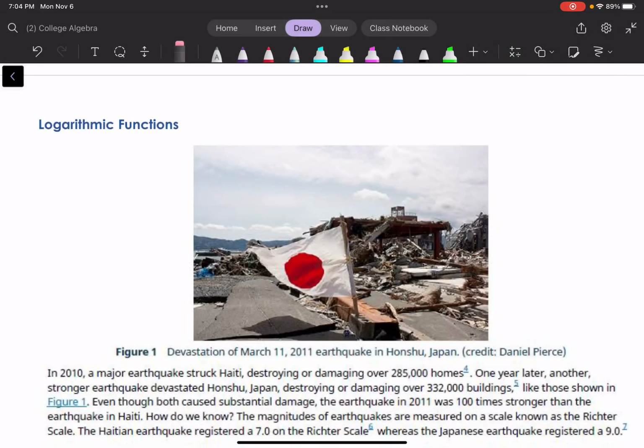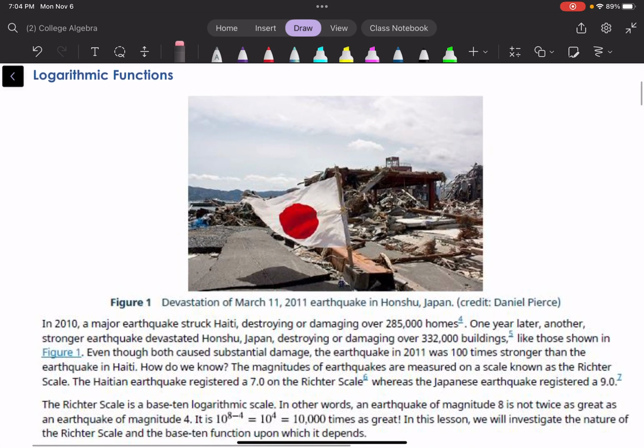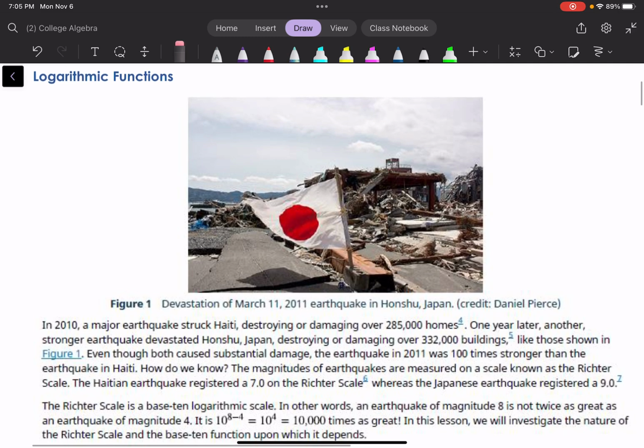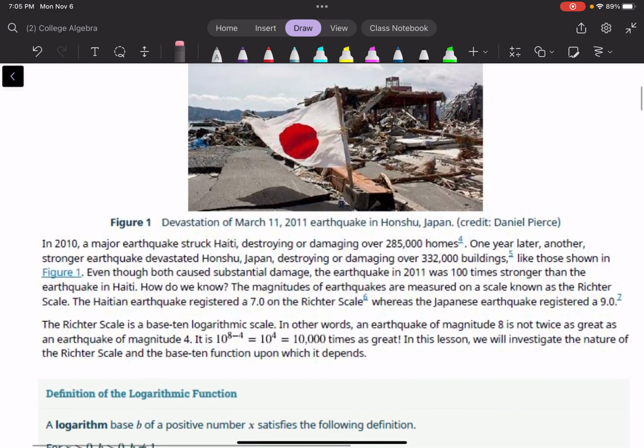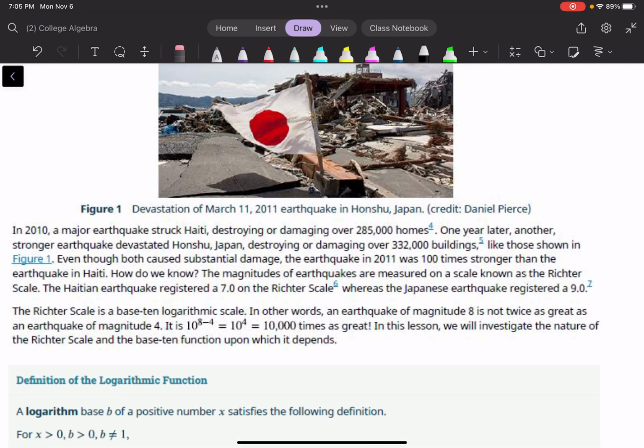All right, so this is section 6.3 about logarithmic functions. Before we get started, just a word about one of the applications of logarithmic functions, the Richter scale. The Richter scale is used to measure the intensity of earthquakes. Oftentimes, though, I feel people don't really understand how those readings work.